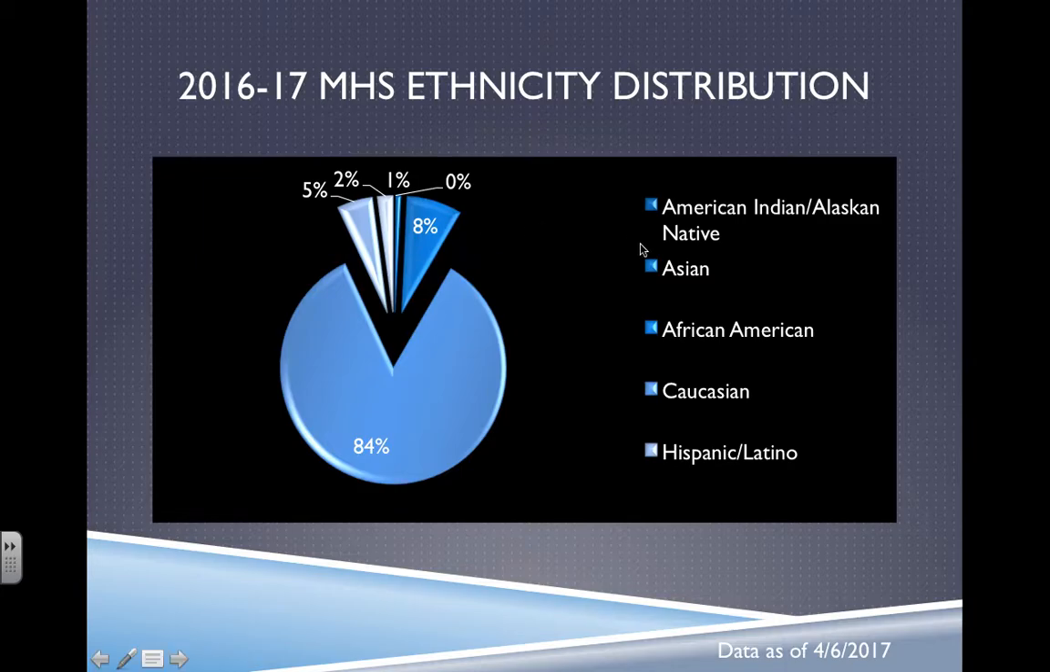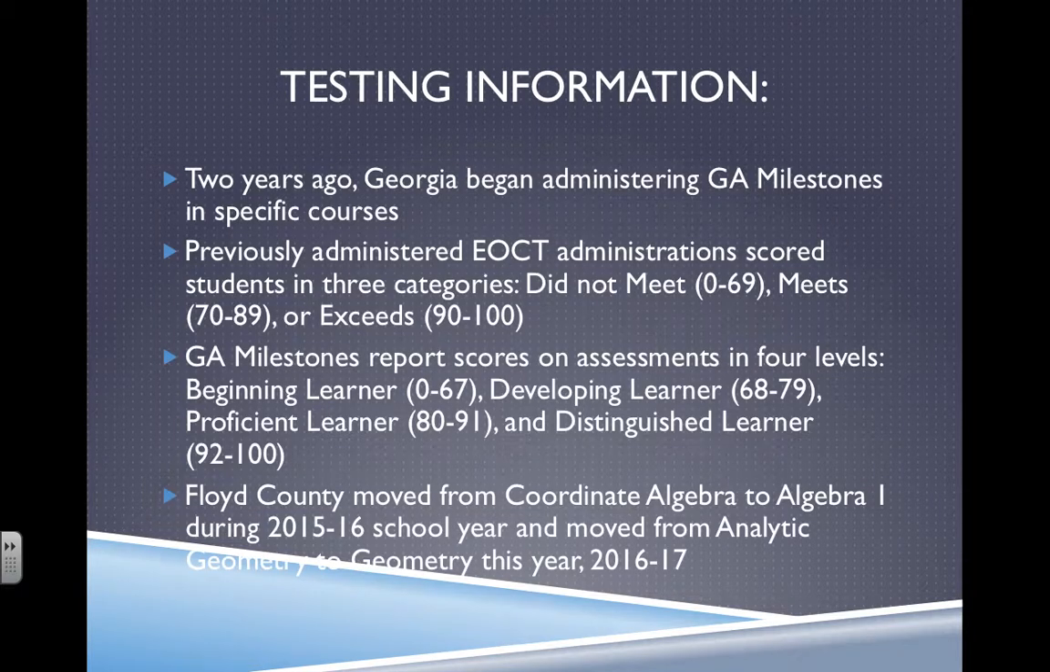Then the Asian percentage is 2%. We've got African American, which is our 8%, and then Hispanic Latino, which is our 5%. And if I remember correctly, this 1% is 2 or more races. For some reason that didn't show up down here, but 2 or more races is the 1%. So not a huge population that is not Caucasian, but there is some diversity within our school.